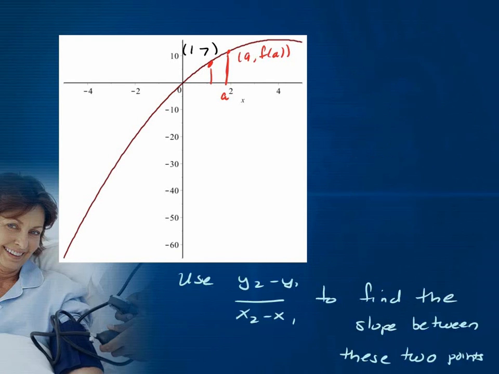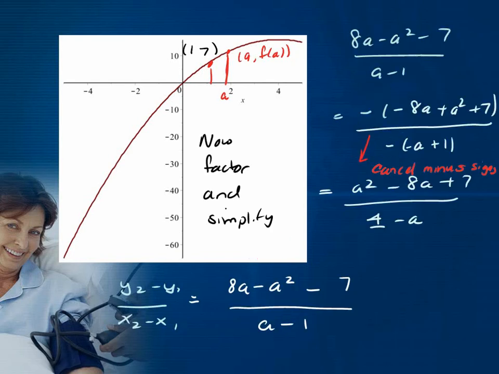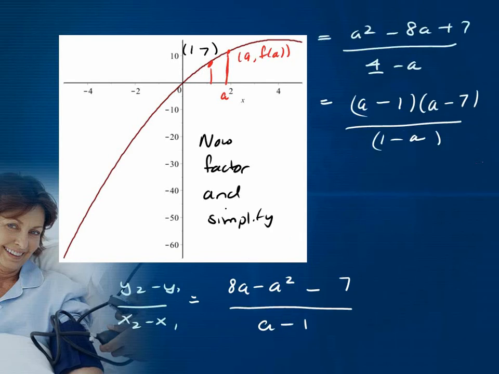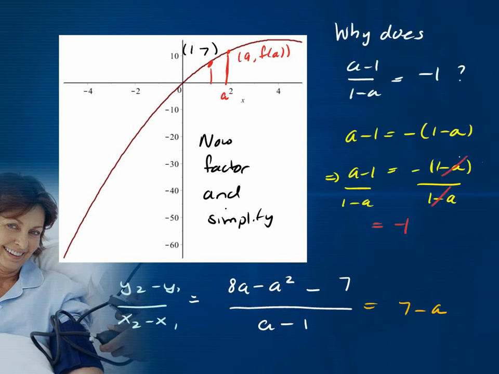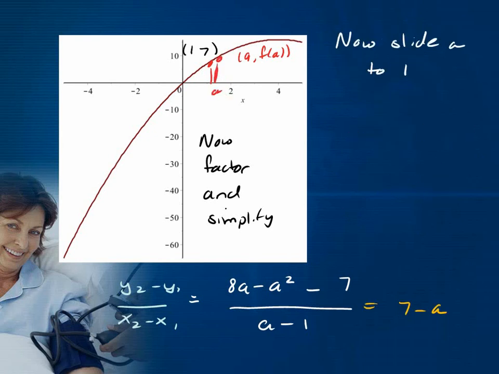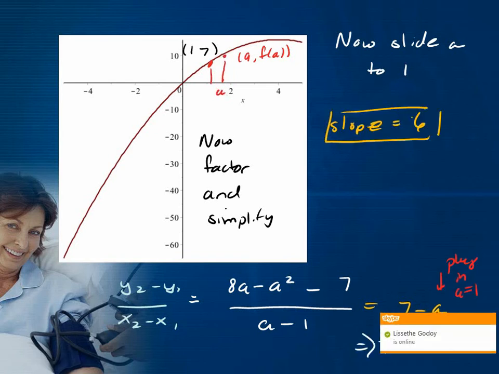And all this work after was finding the slope between those 2 points. Slope between the 2 points. Now done. I got the slope between the 2 points. The answer is 7 minus a. That's an approximate answer. How can I get the exact answer? Well, if a was closer to 1, right? So I'm going to slide a close to 1 by actually letting it be 1. Down, down, down it goes, and I get slope is 6.